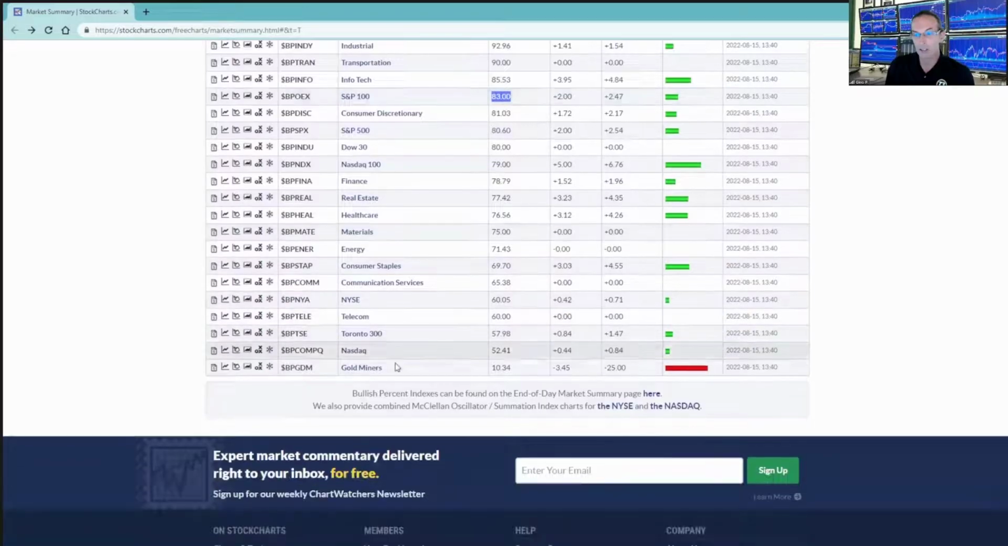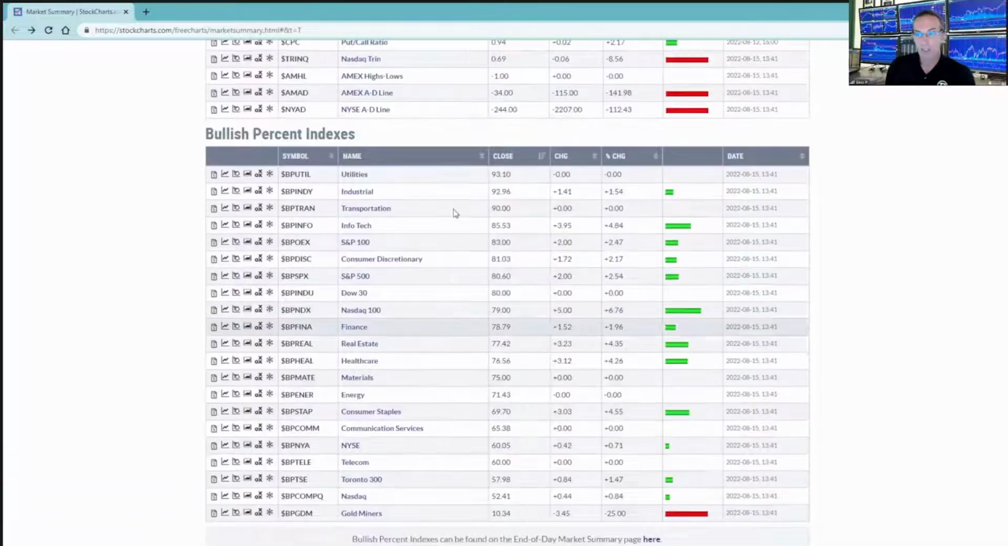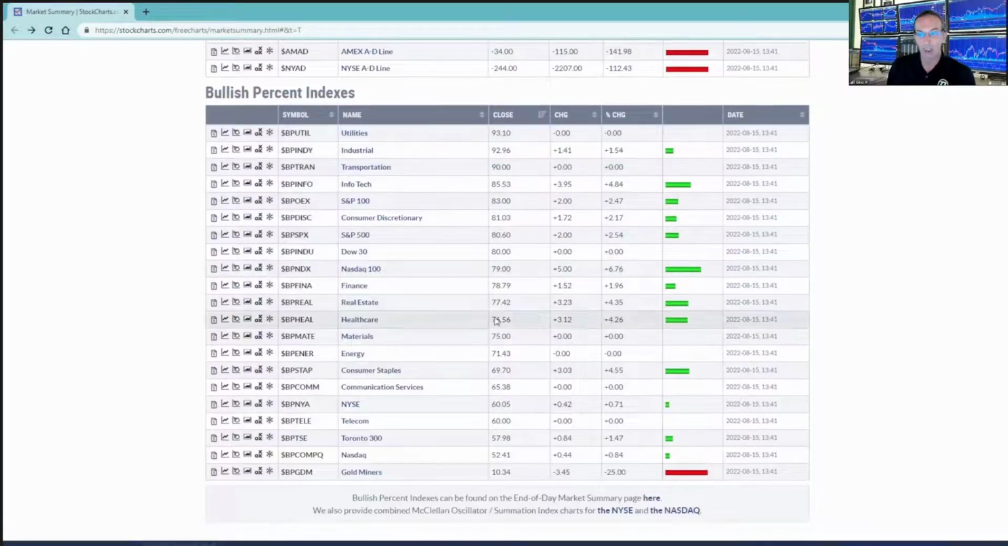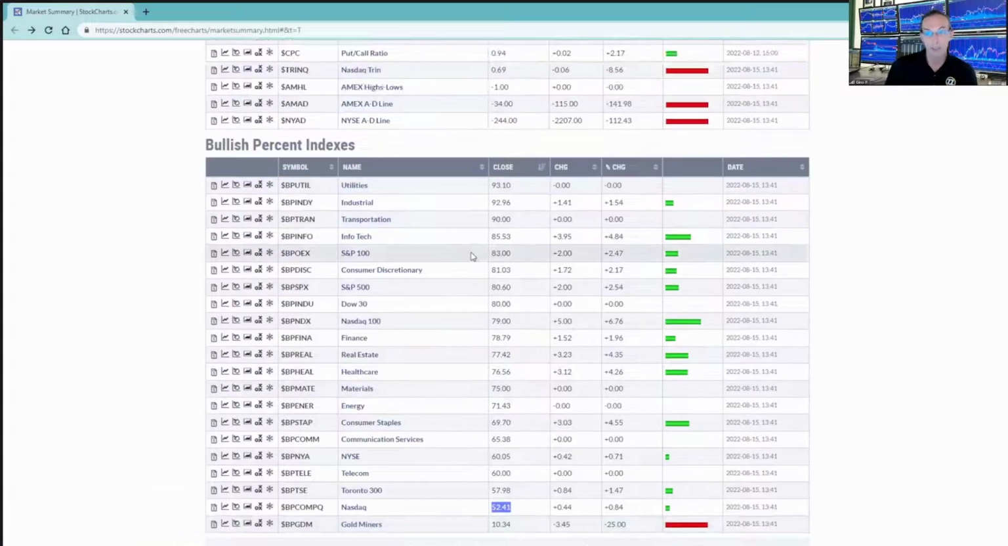But now you get down here to gold miners, only 10% of those stocks. Now, each one of these are ETFs. So this in itself is an internal indicator. Number one, I like to look at this because the majority of sectors are over 50. Majority of the stocks are over 50. That means more than 50% of the stocks are bullish.